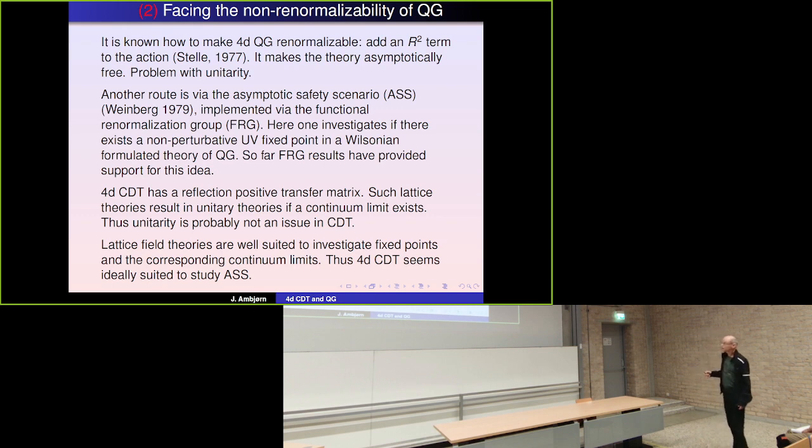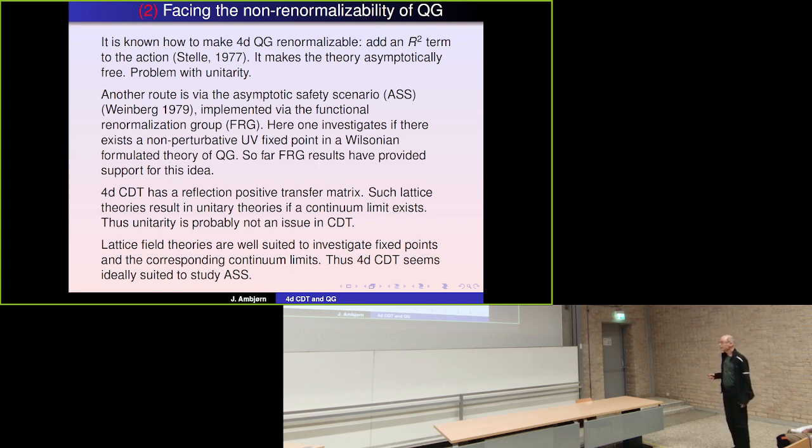So another route was taken by the asymptotic safety scenario by Weinberg and also other people. And it has been implemented via the functional renormalization group approach. Here one investigates whether one can find a non-perturbative ultraviolet fixed point in a Wilsonian formulated theory of quantum gravity. And so far, one should say that this functional renormalization group has provided support for this idea, that such a scenario is satisfied.